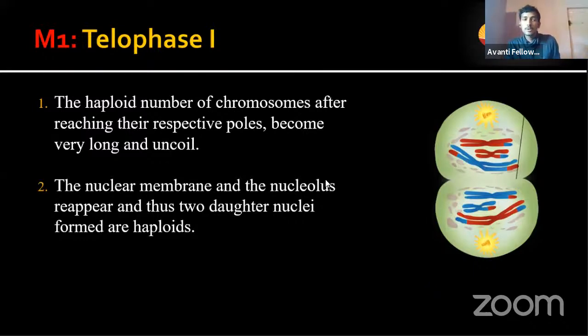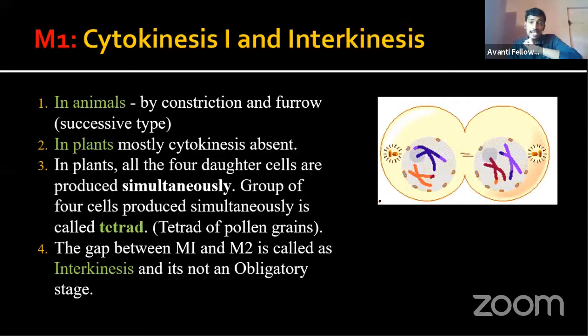The haploid number of chromosomes, as soon as they reach the pole, what happens? They will start to decondense, and they start to uncoil. The nuclear membranes start to reappear and the daughter nuclei start to form. This will happen. So next one is the cytokinesis.